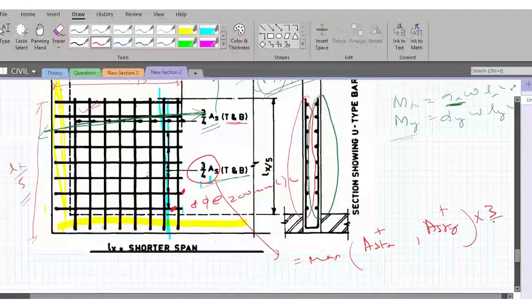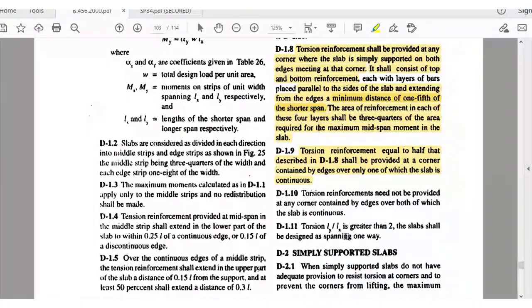What you can do, you can multiply 3/4 into AST x plus, so you'll get that steel. So in both directions the same steel will be provided. Is this clear? So when we take up the problem again, you will be seeing when we apply it, it will give you a more clear idea regarding this codal provision and you'll be able to interpret it.